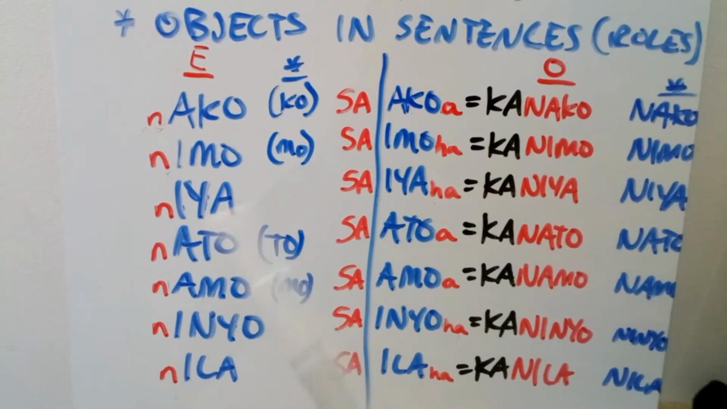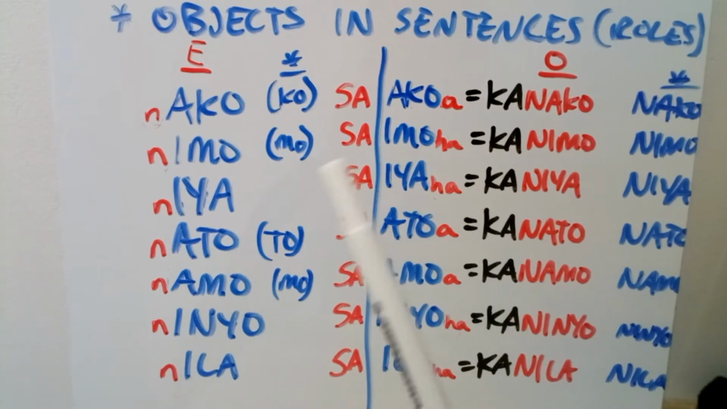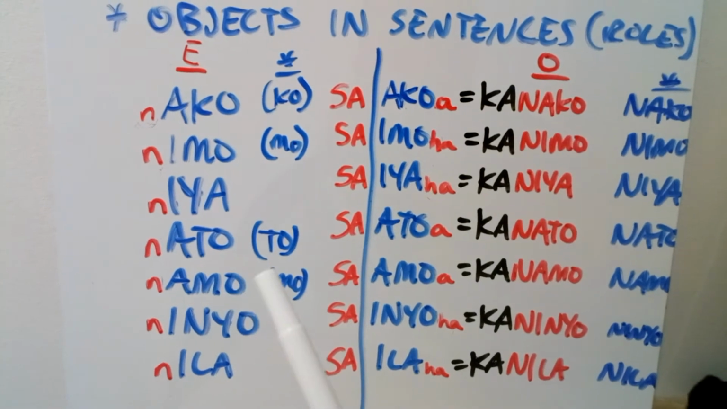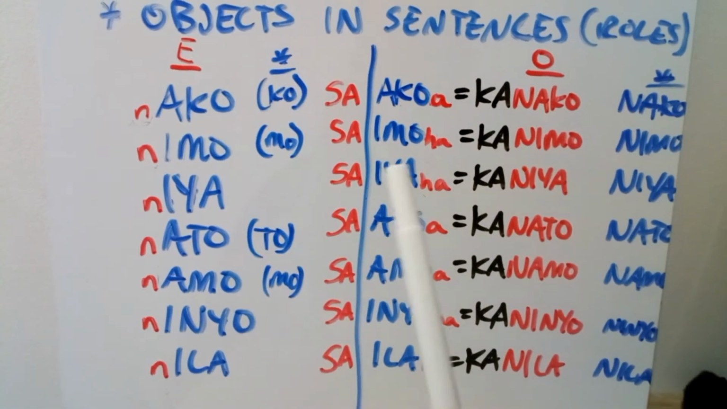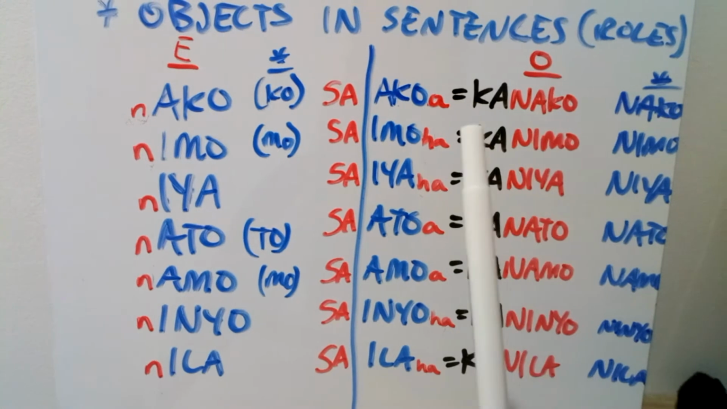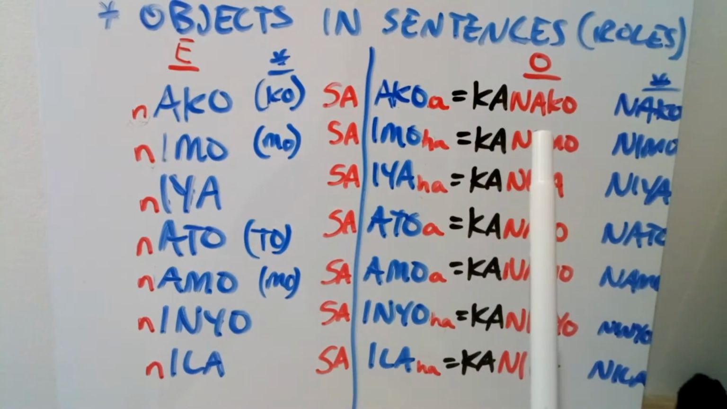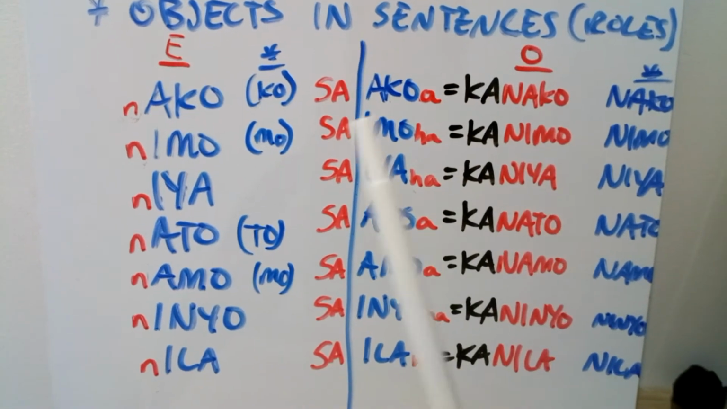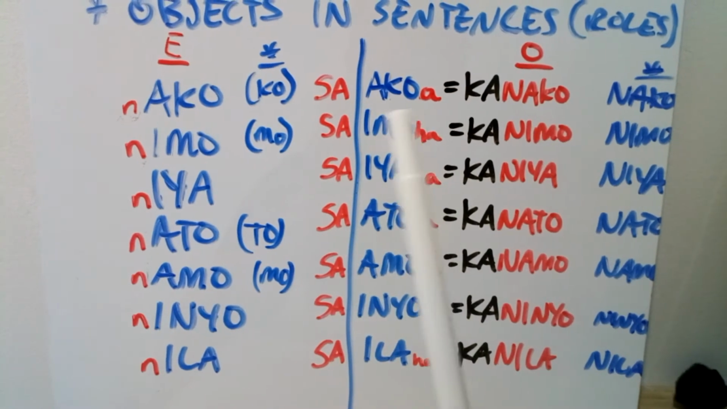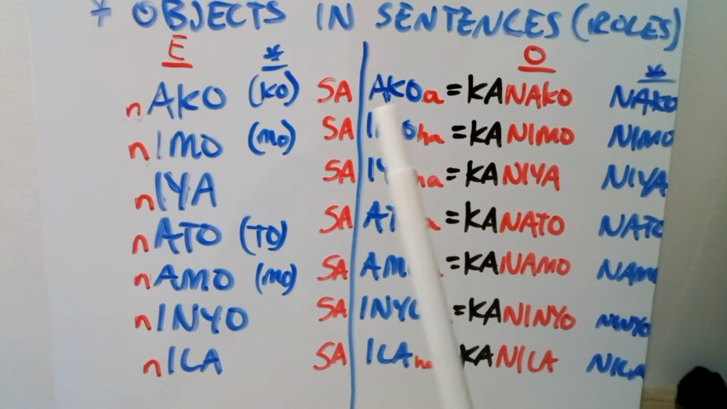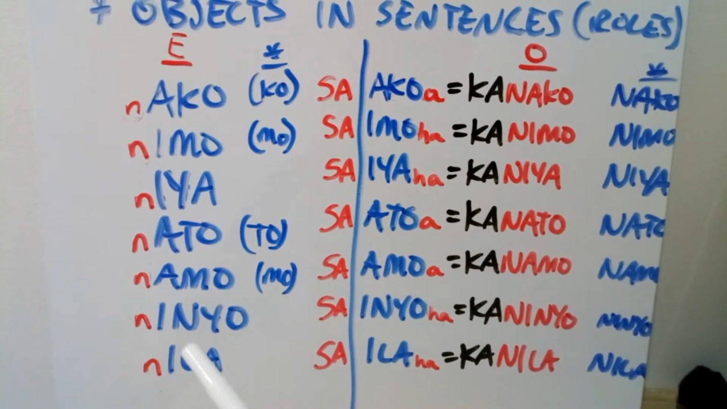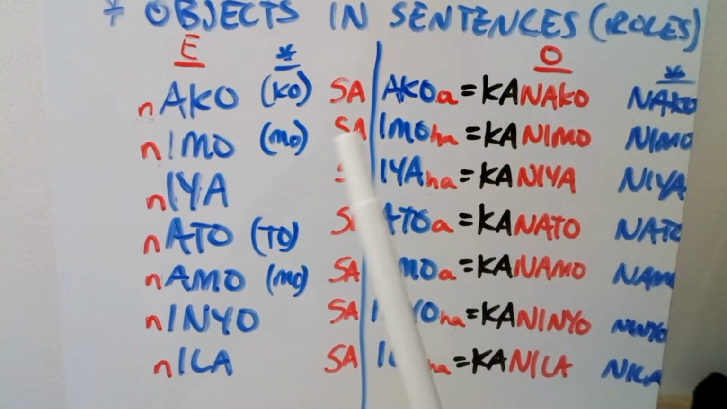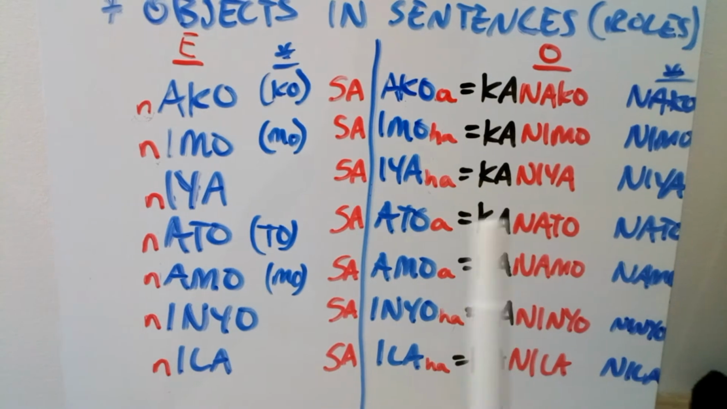Here's where the ergative and the oblique relations overlap, when these ergative forms can become oblique forms in a way. How do they become oblique forms? Well, instead of affixing a ka, like in kanako, kanimo, kaniya, which is all one word by the way, we can put two words together by keeping the unit, which is ako, imo, iya, nat, and so on, plus having that sa, which is a specifier.